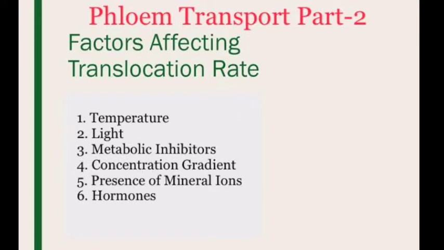Studies have shown that translocation rates may be influenced by the quality of light received by the plant. Translocation of the assimilates is accelerated in the presence of red or blue light. This is also supported by the fact that the red light also enhances the uptake of sucrose into the plumules of etiolated pea seedlings. Next is metabolic inhibitors.